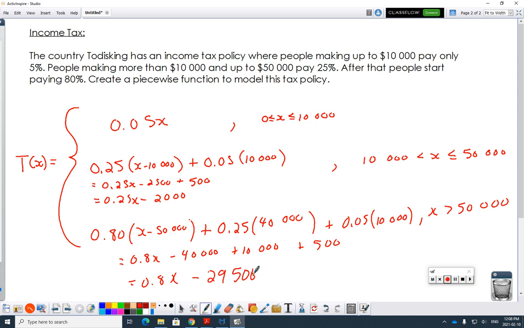I'm just going to double check those numbers in my calculator here, to see if I'm getting old. Used to be I could do these in my head no problem. Maybe I still can. We're about to find out. 0.25 times 40,000. 10,000. Yeah, I'm all over it. 0.05 times 10,000. 500. Negative 40 plus 10.